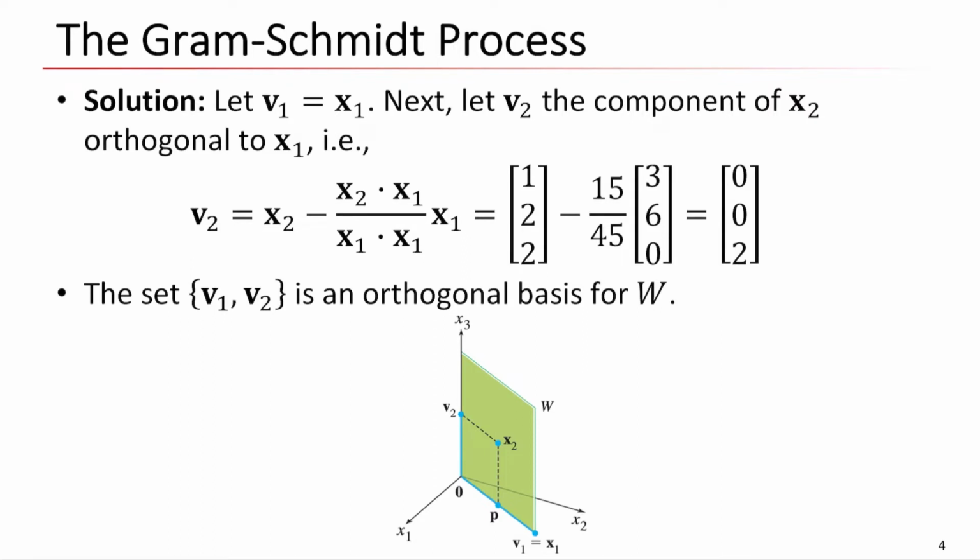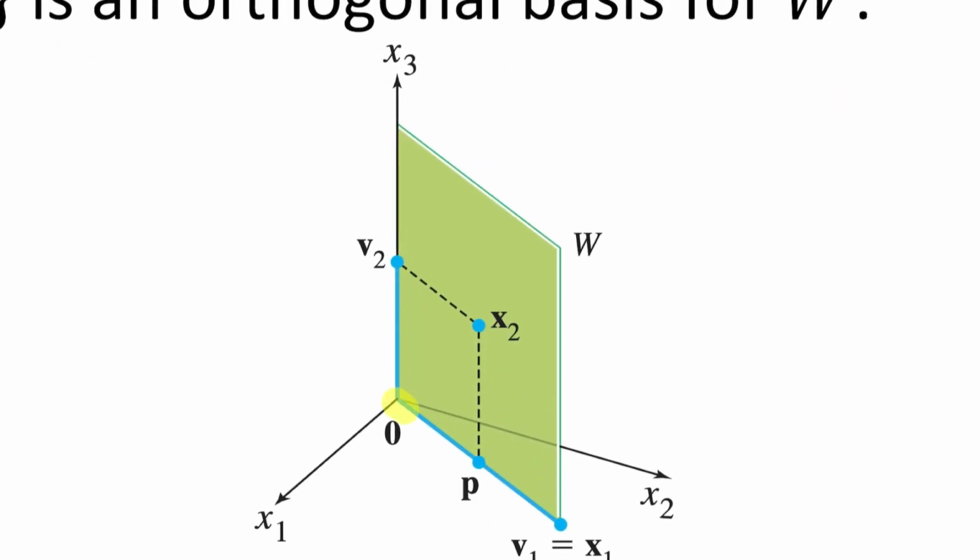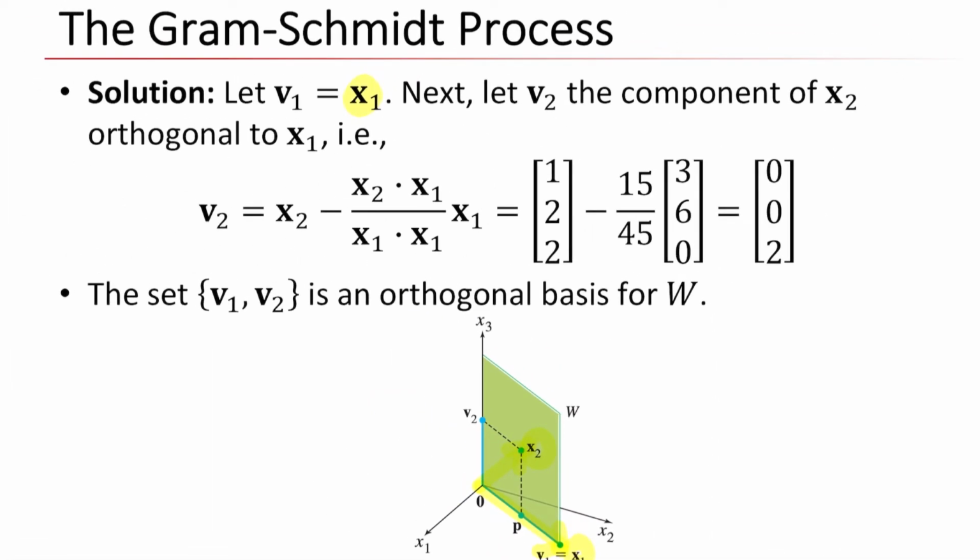So first of all, we can start from x1, okay? As you can see here, there is the vector x1 and vector x2, right? What I want to do is to find the orthogonal vectors from x2 and x1, right? So how can we do that? First of all, we can start from v1, which is equal to x1, right? And then v2 should be orthogonal to v1 or x1.